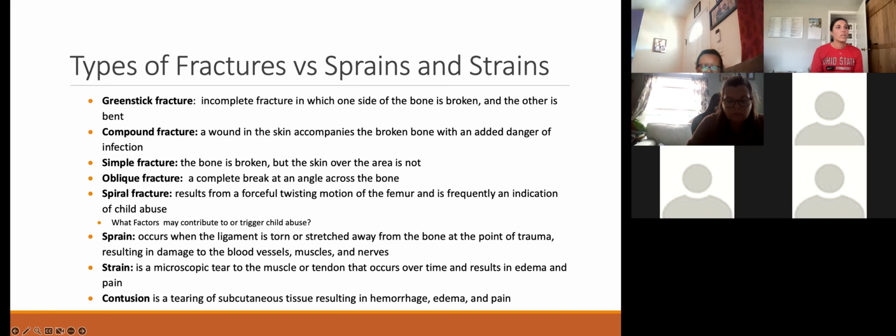A contusion is going to be a tearing of our subcutaneous tissue that results in hemorrhage, edema, and pain. So a really bad bruise. These are images of those fractures, so you can put a picture with the definition.